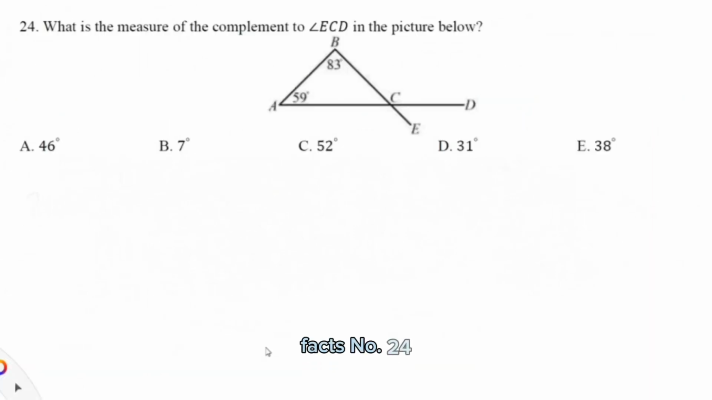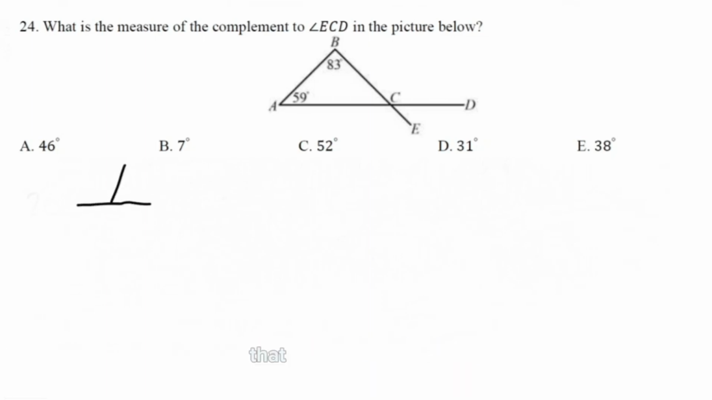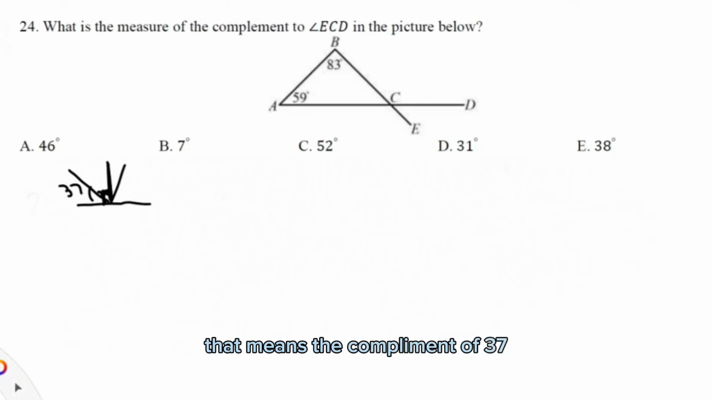Next, number 24. What is the measure of the complement to angle ECD in the picture below? Alright, so a complement is just an angle that, when added to the other angle, makes 90 degrees. So this is a line, so let's just say this right here is your 90 degree angle. We already have, let's say, 37 as an example. That means the complement of 37 is just going to be the other number that adds to 90.